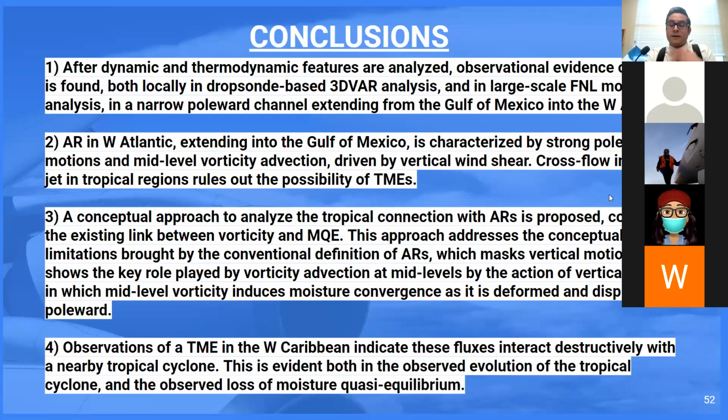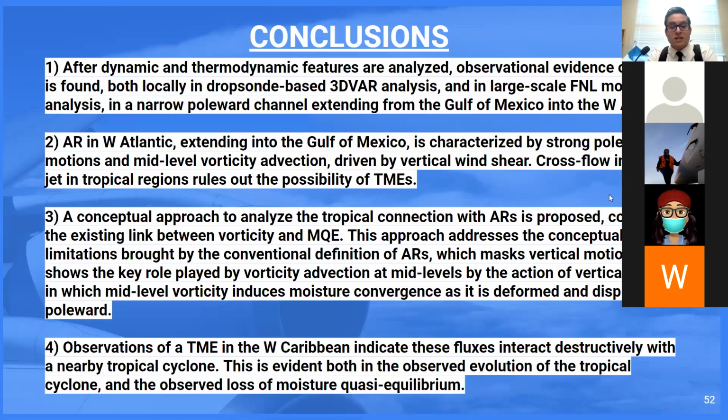So the conceptual approach of this dissertation to analyze the tropical connection with atmospheric rivers is proposed, combining the existing link between vorticity and moisture quasi-equilibrium. This approach addresses the conceptual limitations brought by the conventional definition of atmospheric rivers, which masks vertical motions. It shows the key role played by vorticity advection at mid-levels by the action of vertical shear, in which mid-level vorticity induces moisture convergence as it is deformed and displaced poleward.